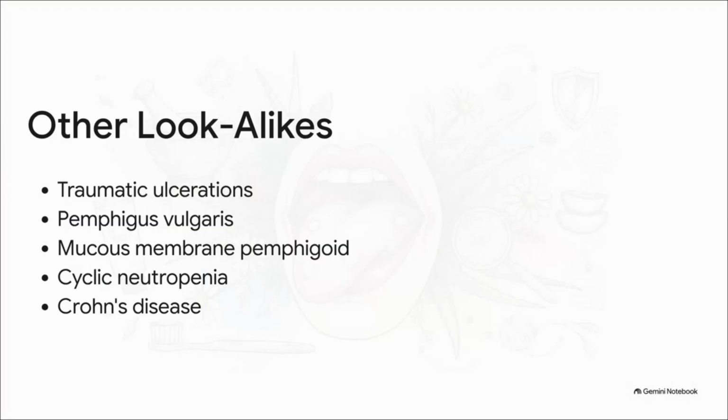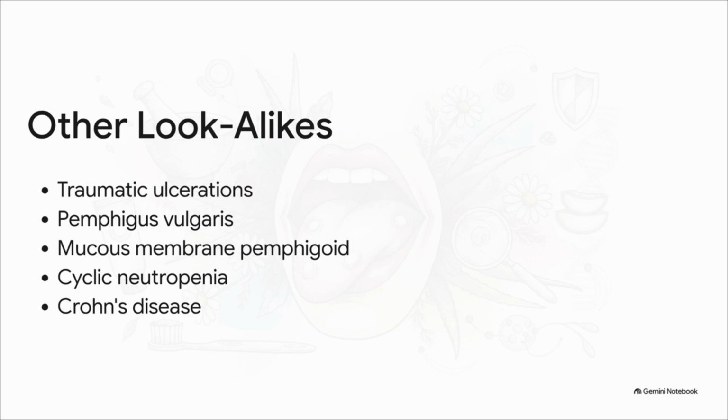Now, while herpes is the main differentiator, you still need to keep a few other ulcerative conditions on your radar. A simple traumatic ulcer from a sharp tooth or a bad bite. Incredibly common. For more diffuse or persistent ulcerations, you've got to rule out autoimmune vesicular bullous diseases like pemphigus vulgaris and mucous membrane pemphigoid. Cyclic neutropenia can also present with severe recurrent ulcers that sync up perfectly to drops in a patient's white blood cell count.